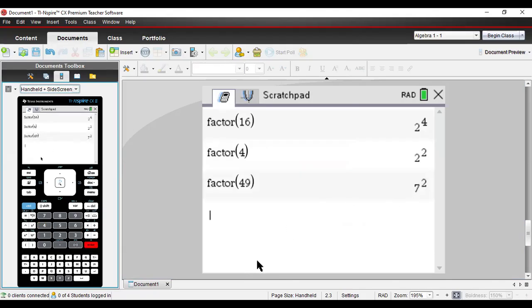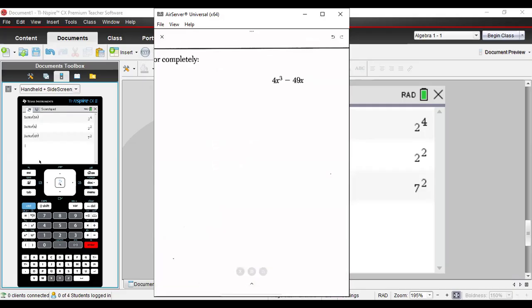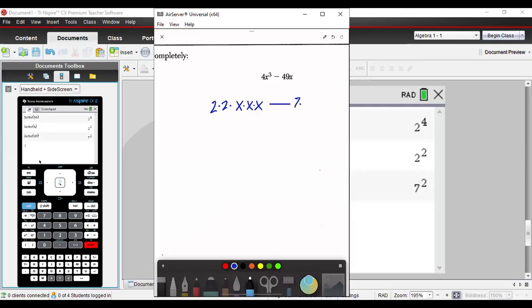All right, so now I'm going to go back here and use my knowledge of exponents and expand it out. So this 4 is going to be 2 times 2, and x to the third power is x times x times x, and then 49, don't forget, I got this minus sign. 49 is going to be 7 times 7, and then we got an x there.